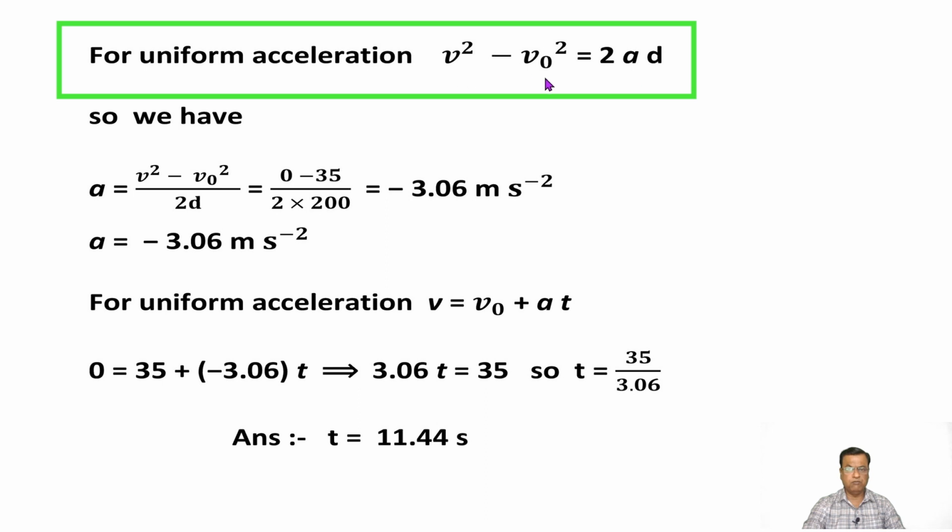Substitute value of V, V0 and D. We have acceleration A equal to V square minus V0 square upon 2D. So acceleration A equal to minus 3.06 meter per second square. So here acceleration A equal to minus 3.06 meter per second square.